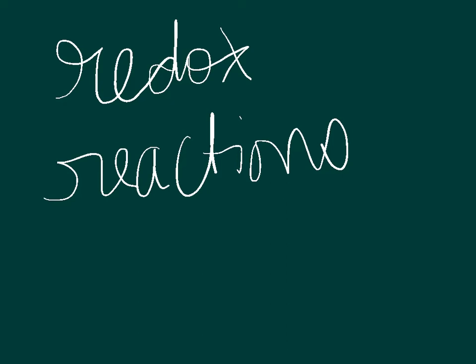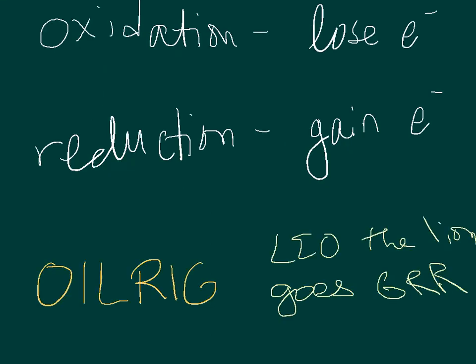But now I want to direct your attention to something called redox reactions, and you may have heard of these in the past. Redox is simply an abbreviation, or a portmanteau actually, and what it stands for is reduction oxidation reactions. Now, in reduction oxidation reactions, a species is either oxidized, which means it's losing electrons, or it's reduced, which means it gains electrons.